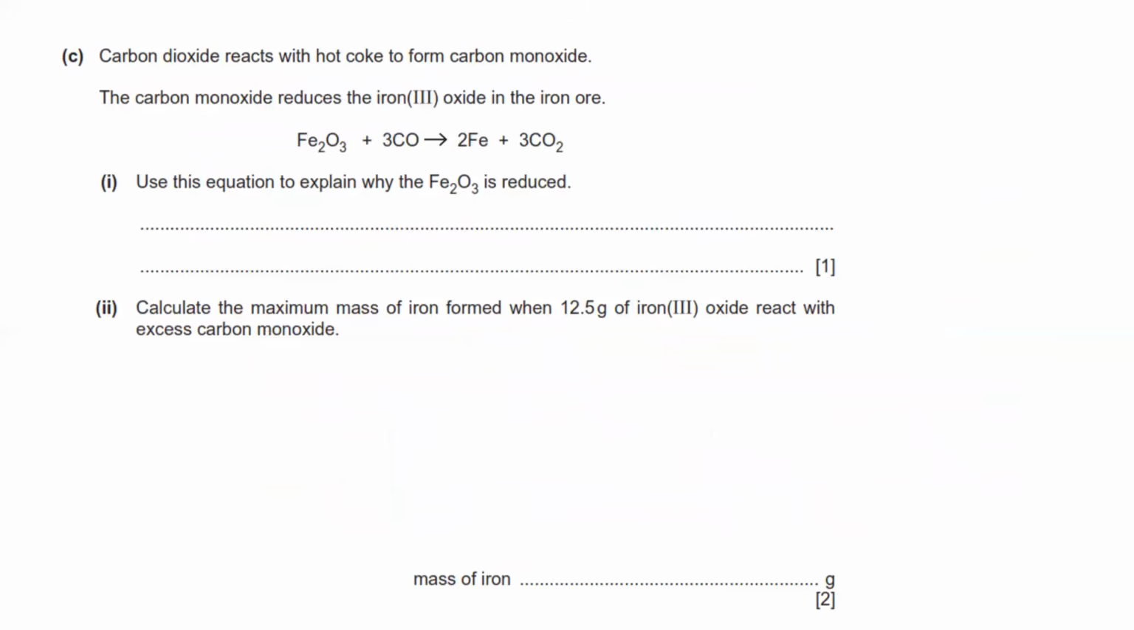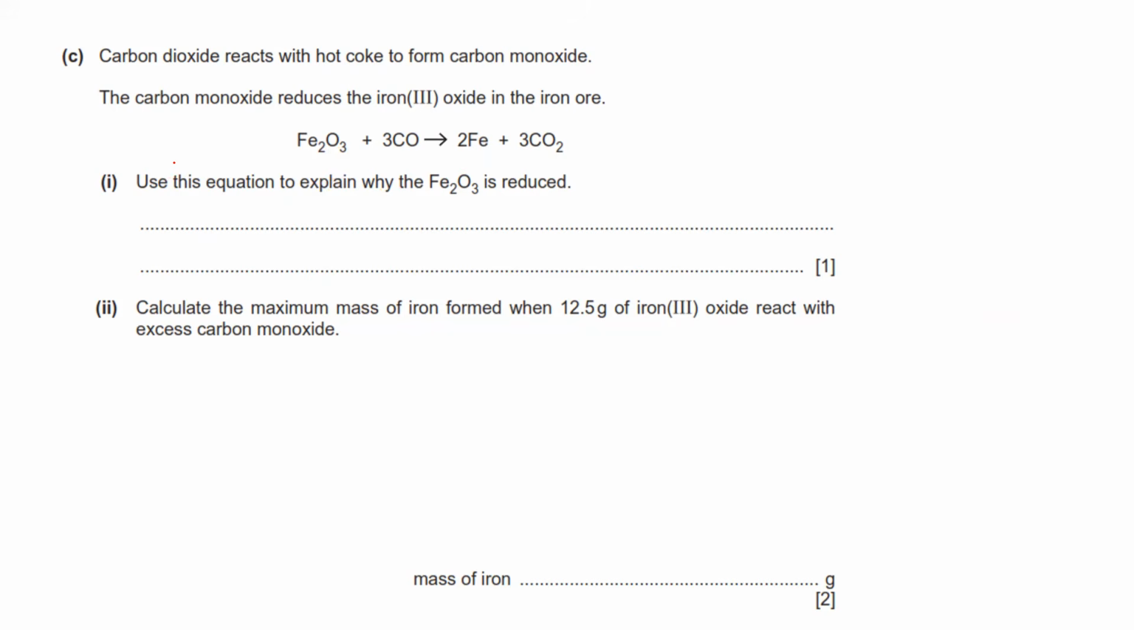Okay, then part C for this question. The carbon dioxide reacts with hot coke to form carbon monoxide. Carbon monoxide reduces iron 3 oxide to form iron. Use this equation to explain why iron 3 oxide is reduced. So remember, removal of oxygen is reduction, and addition of oxygen is oxidation. Iron 3 oxide contains oxygen, and the oxygen is removed.